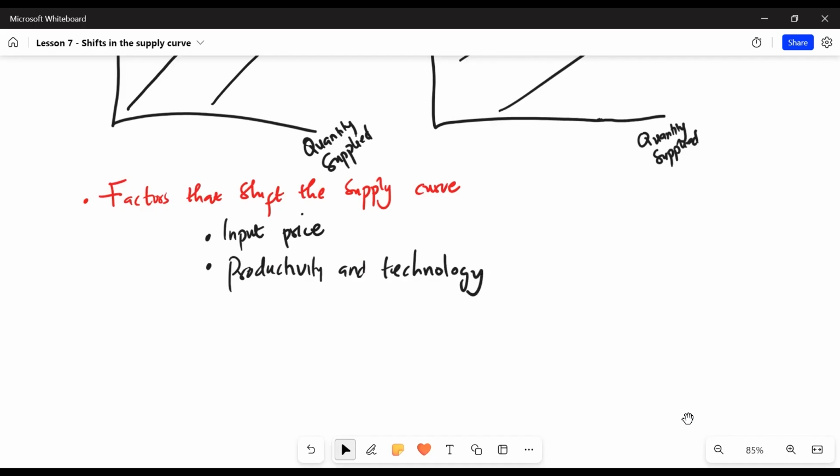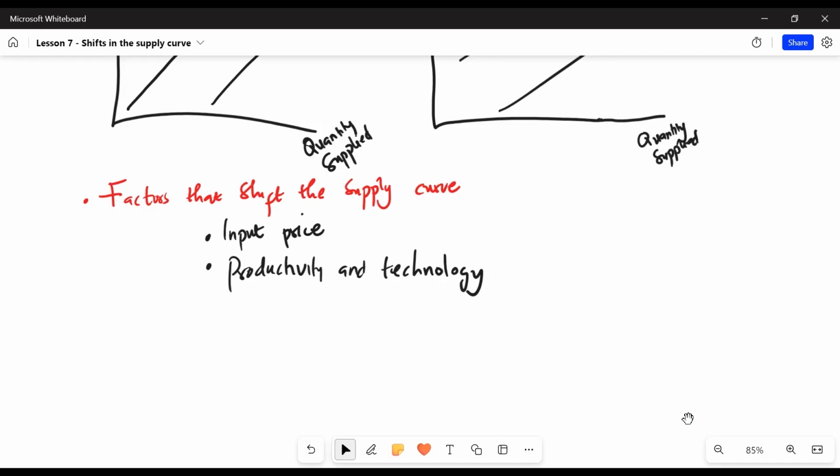When there are improvements in production technology, it often means that firms can produce goods or services more efficiently. This could be due to a variety of factors such as introduction of automation, better machines, or more effective production processes. As a result, the cost of production decreases. When the cost of production decreases, firms are able to supply more at each price level, leading to an outward shift of the supply curve.